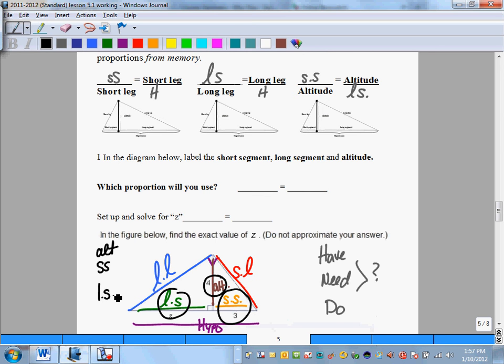Okay, ready? Now look over here, guys. Look at these three. I'm going to ask you in just a moment. Look at what we have and what we need. With a show of fingers, which proportion are you going to use in this scenario? 1, 2, or 3? Put your hands up. What are you going to use? There's no 4 there, guys.